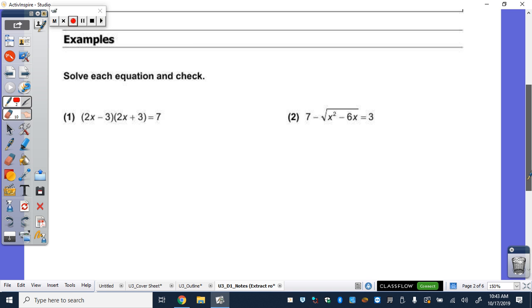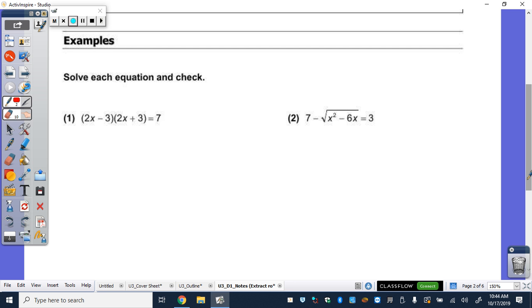So taking a look at example number 1, what do we want to do first? Yeah, we're going to multiply out. But if we take a look at the things in the parentheses, what are those? Those are conjugates.